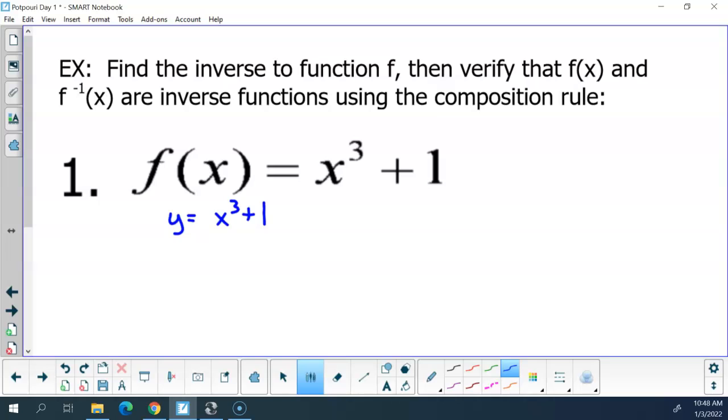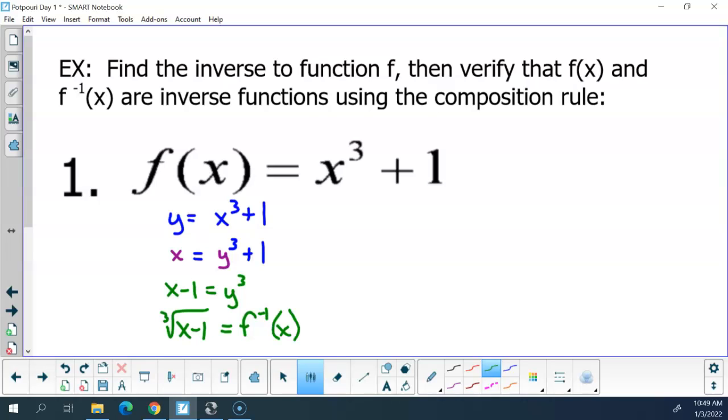Then what? Then you switch my x and the y, right? So x and y get switched. Then I solve for y. So I'm going to subtract 1, and then I'm going to cube root it. I'm going to put cube root of x minus 1. Right? So that's my potential, or what I found, as my inverse of x.